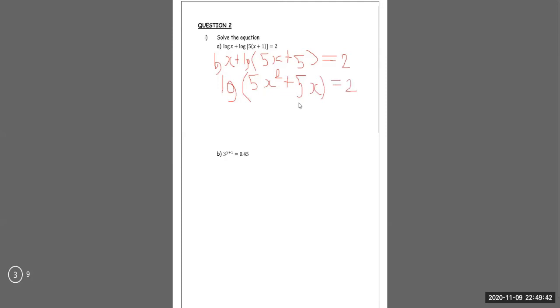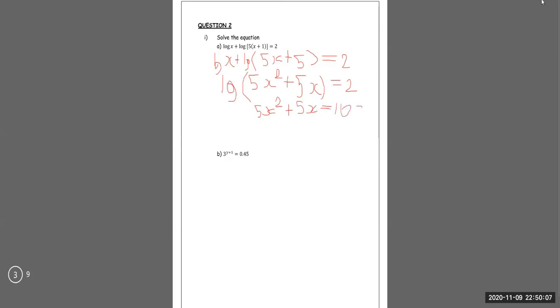Beautiful, nice. I just love hearing when we're getting it so easy. So we say 5x squared plus 5x is equal to 10 squared, and 10 squared is 100. So what are you thinking of doing now?